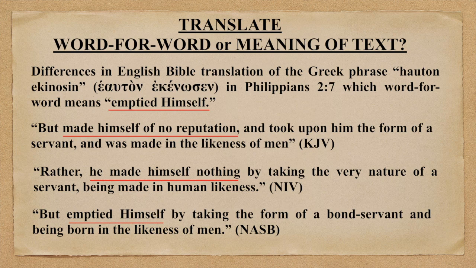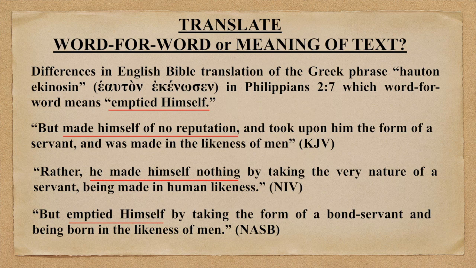An example of the translator having to decide whether to translate word for word or convey what they think is the meaning of the phrase is found in Philippians 2:7, and how various English Bible translations convey the phrase hauton ekenosin. In the King James Version we read, but made himself of no reputation, and took upon him the form of a servant, and was made in the likeness of men.